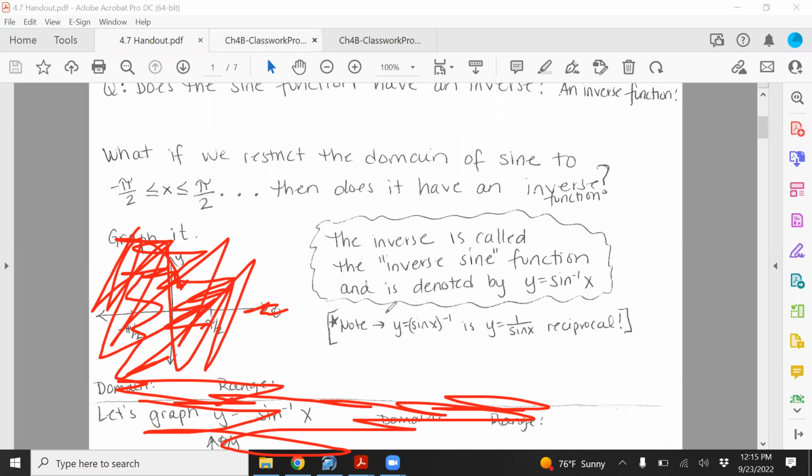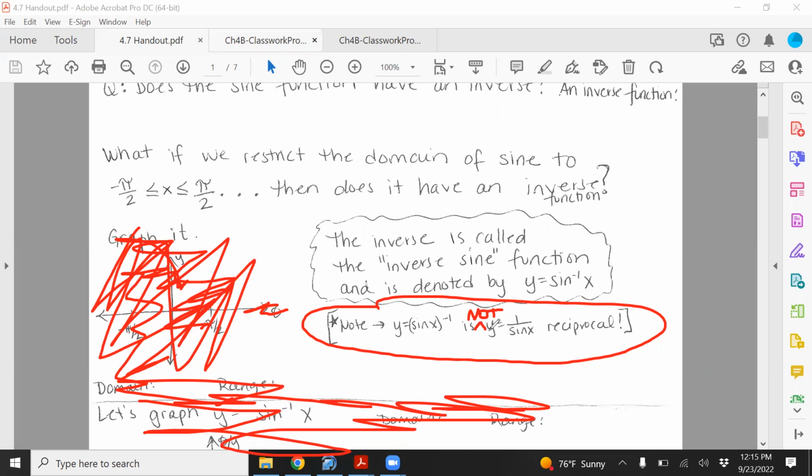Okay, but this I want to draw your attention to. Actually, that is a typo. There should be a word not. Okay, so inverse sine is not one of her. Oh, wait. Sorry. I apologize. No, that is correct. What you see there is correct. So what I meant to say was this is not this. Those are not the same.